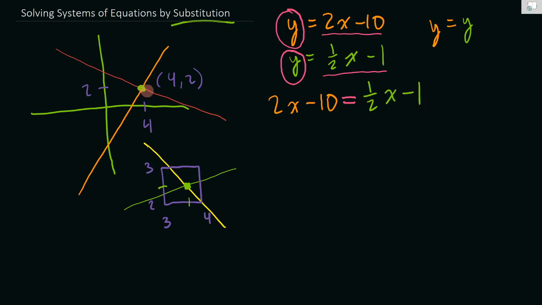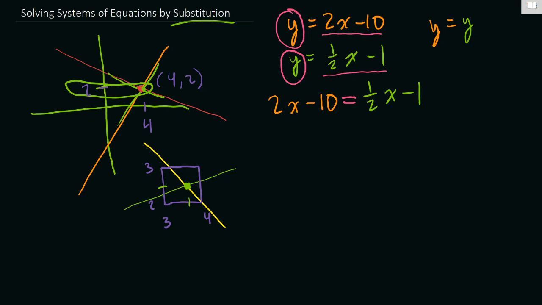And that's because the point of intersection is the point where the y value is the same in both of your lines, right? The point where both your y values are the same is your point of intersection, is your solution. Well now, this is middle school algebra. Let's solve this for x.